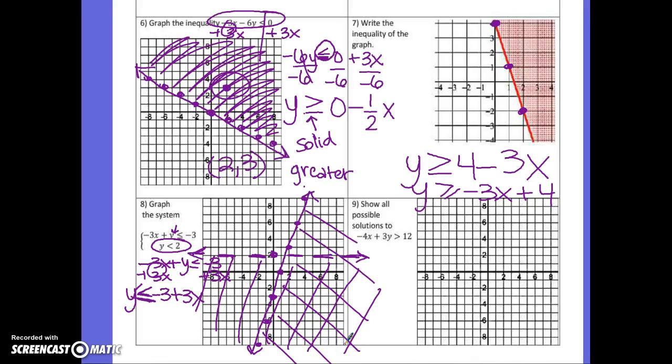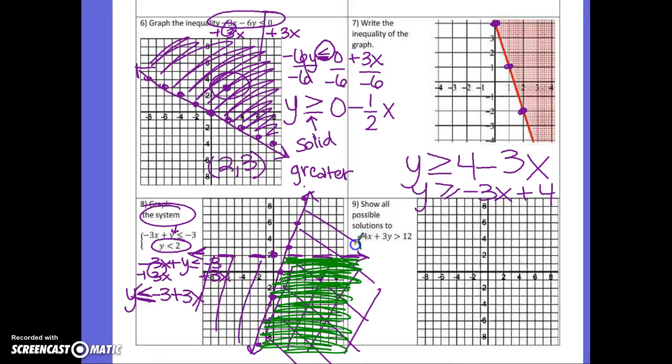And because it's a system, we're looking for the solutions that work in both. So in this case, I would end up darkening in this overlap shading right here, and those are my solutions to the system. Those are the solutions that are going to work in both, not just one. All right, number 9, show all possible solutions.